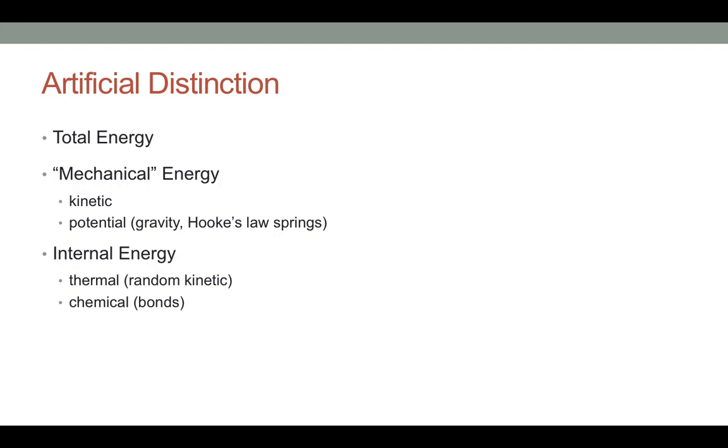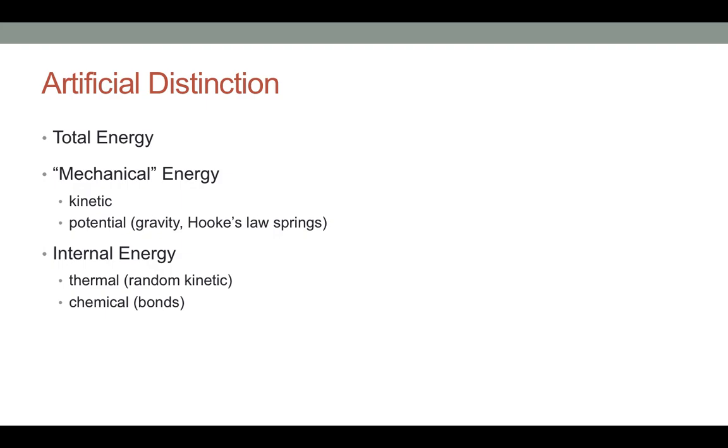We're only going to worry about mechanical energy, which will be a combination of kinetic energy, which involves motion of the center of mass of an object, as opposed to the internal random thermal energy, and potential energy, which will be associated with gravity and with springs that follow Hooke's law. The combination of kinetic and potential energy we're going to call mechanical energy, and we say energy is conserved. That's what we really mean.